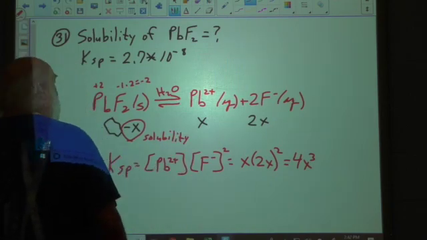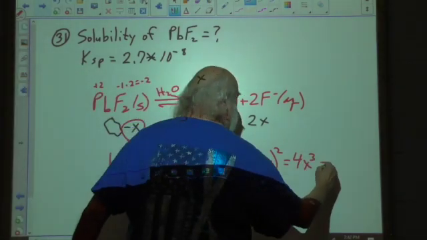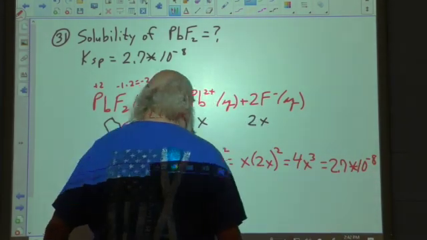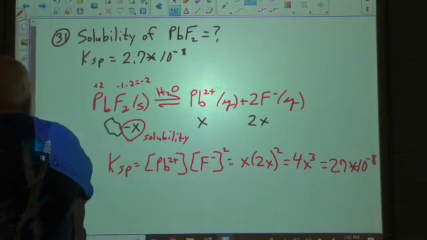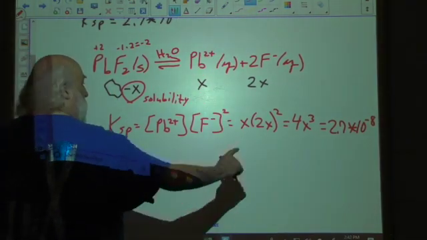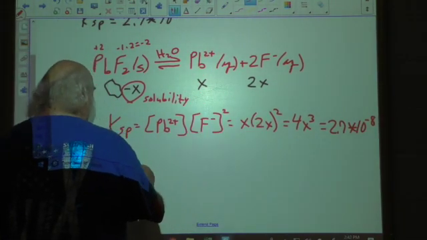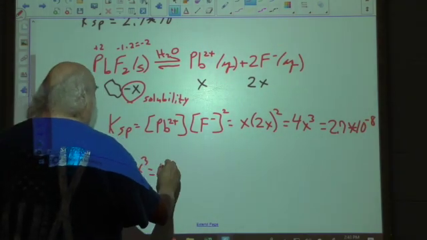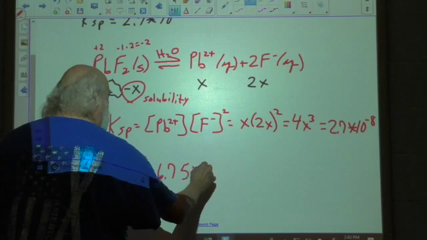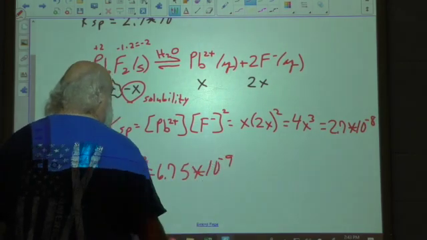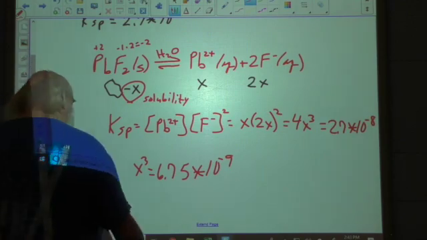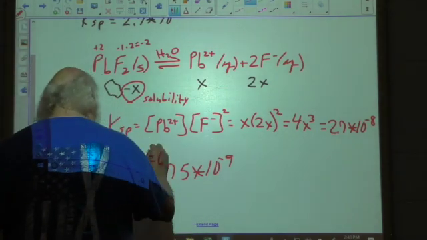So, set that equal to 2.7 times 10 to the -8. So we divide both sides by 4. X cubed is equal to 6.75 times 10 to the -9th. Double check if you want, but I'm right. And then you are to take the cube root of both sides.